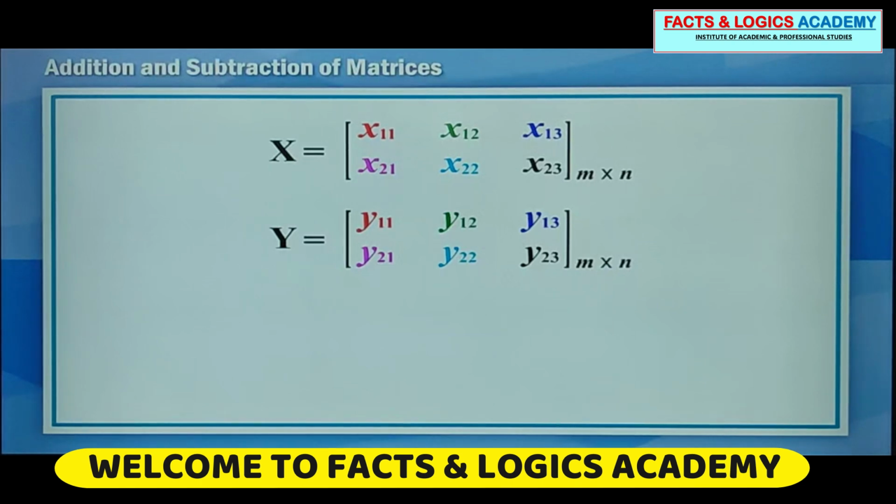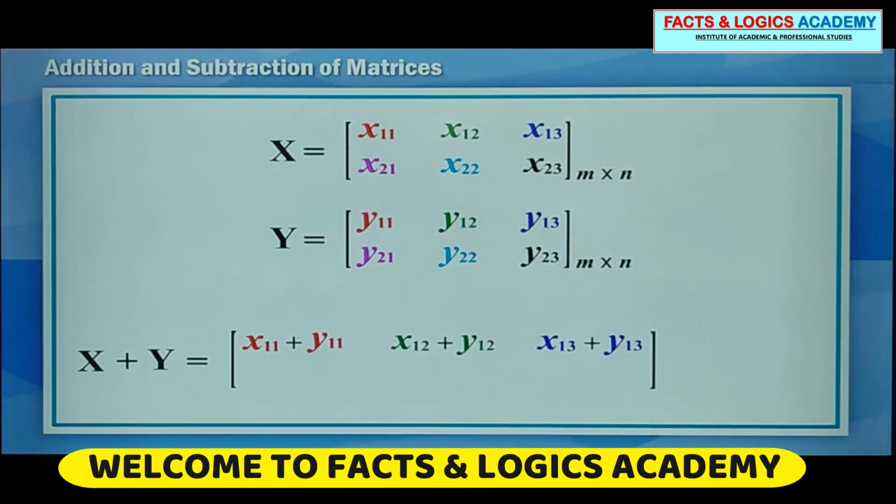We have two matrices X and Y of the same order. If we are performing the addition operation on X and Y, it means that we are adding the elements of X to the corresponding elements of Y. Let's see how it's done. The element in the first row and the first column of the matrix X is added to the element in the first row and the first column of matrix Y. Similarly, the other corresponding elements are added as shown.